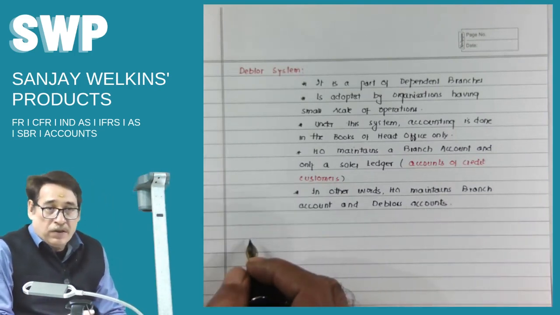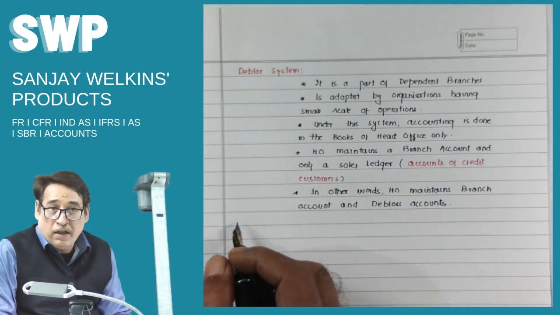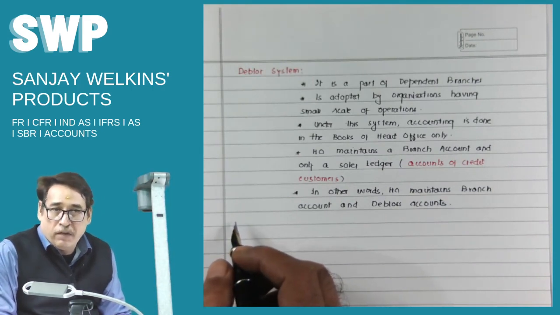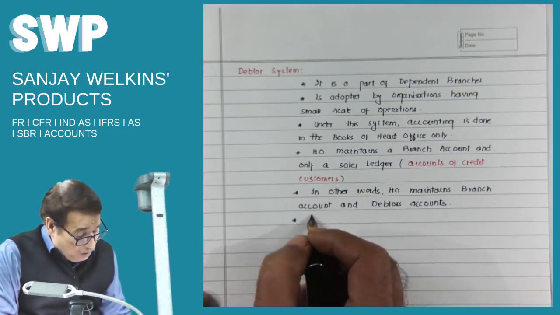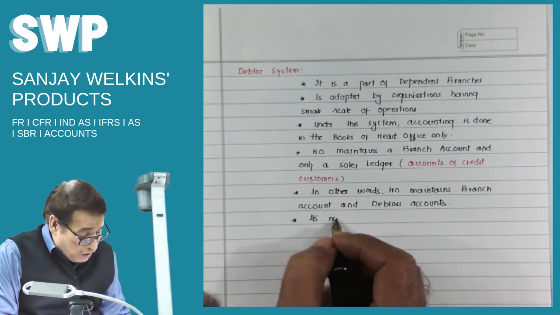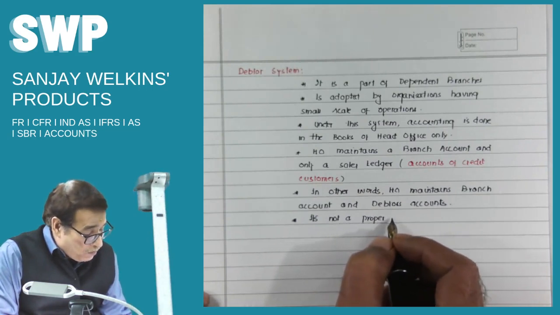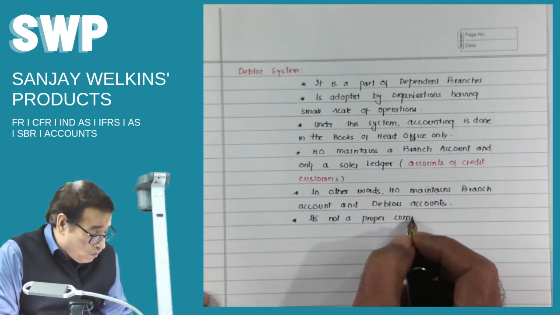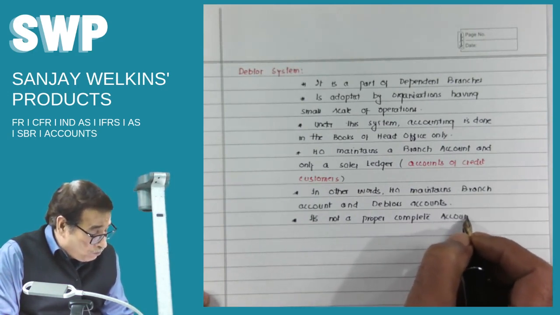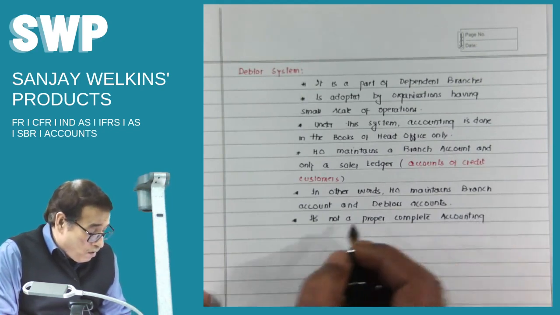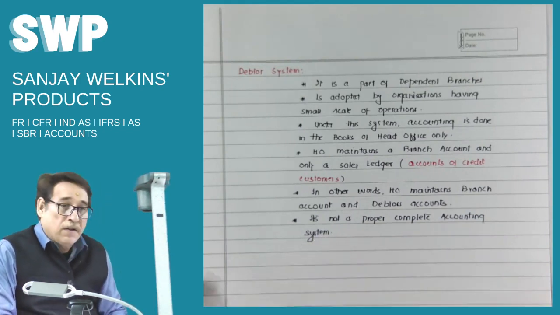Now, because as you have seen, head office is maintaining only a branch account and debtors account, indirectly it also means it is not a full-fledged double entry system. So it's not a complete system of accounting, not a proper complete accounting system. This is what we discussed, correct?